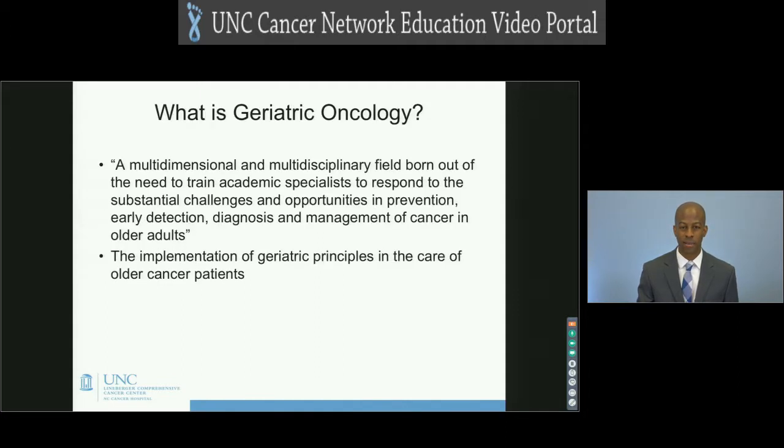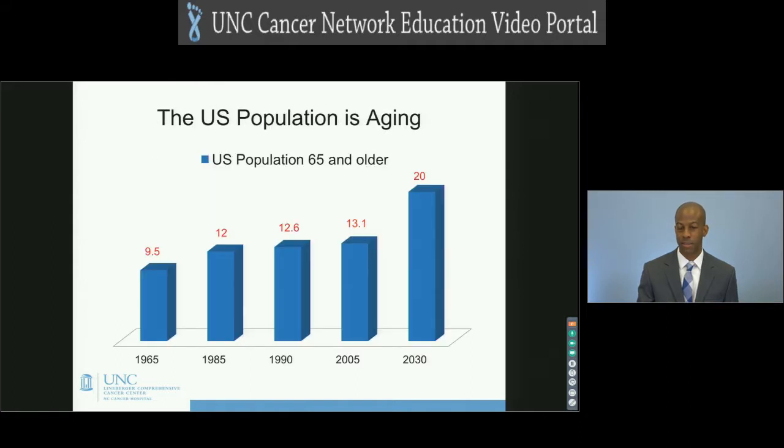So let me start off by just defining what geriatric oncology is. This is a consensus statement that was made back in, I think, '96. It is a multi-dimensional, multidisciplinary field born out of the need to train academic specialists to respond to the substantial challenges and opportunities in prevention, early detection, diagnosis, and management of cancer in older adults. But simply put, really, geriatric oncology is the implementation of geriatric principles in older cancer patients. And so why is this important?